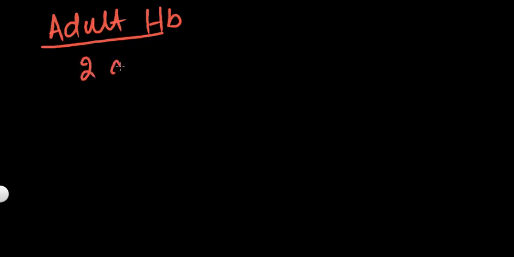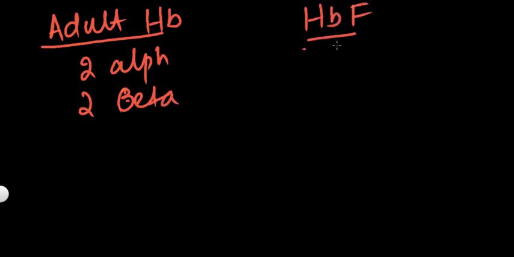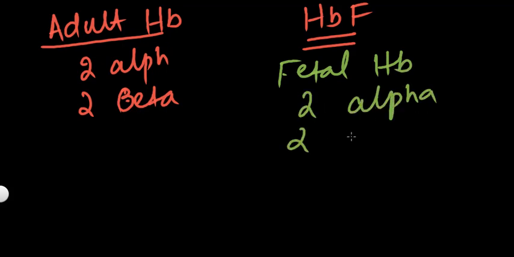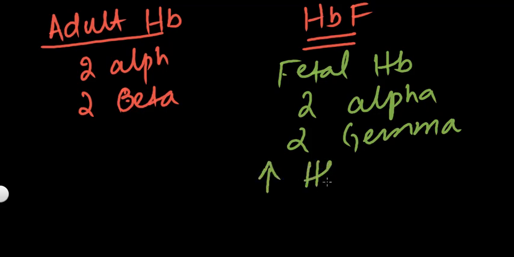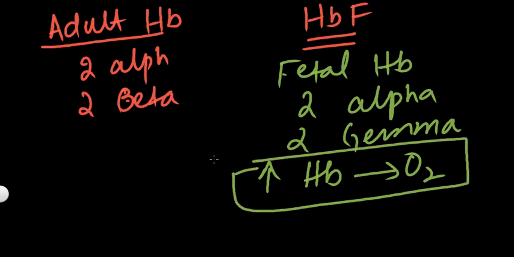Another thing which is really important is that adult hemoglobin has 2 alpha and 2 beta chains, while hemoglobin F, which is basically your fetal hemoglobin, has 2 alpha and 2 gamma chains, which has more affinity for oxygen comparatively to your adult hemoglobin.